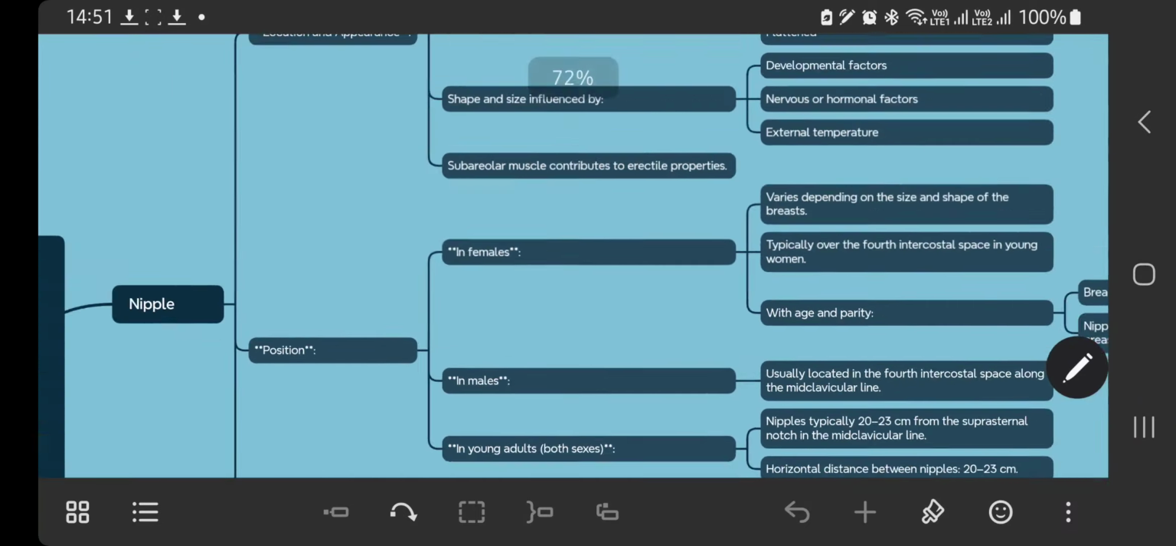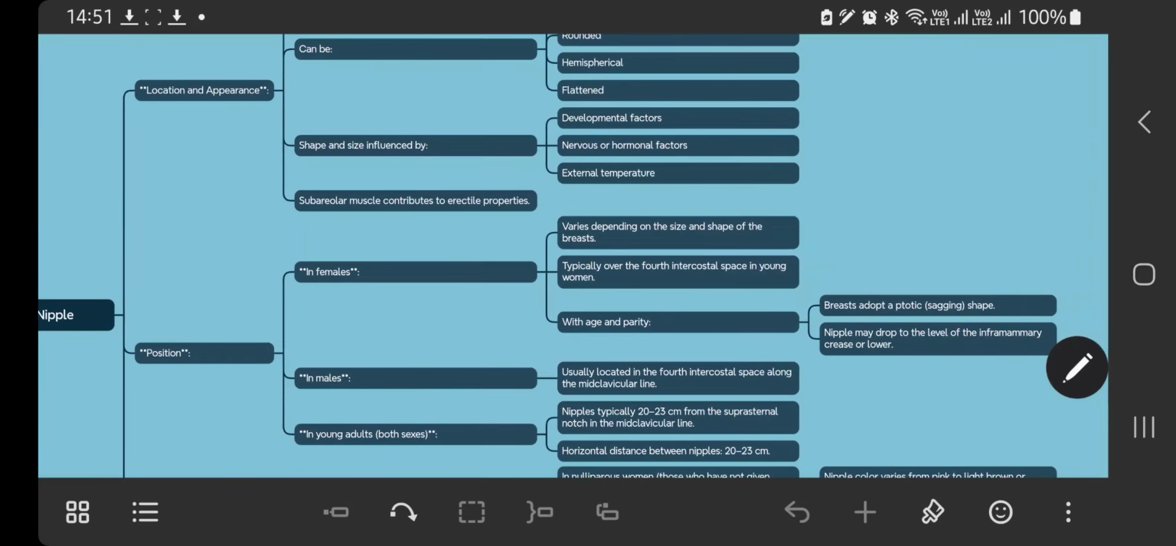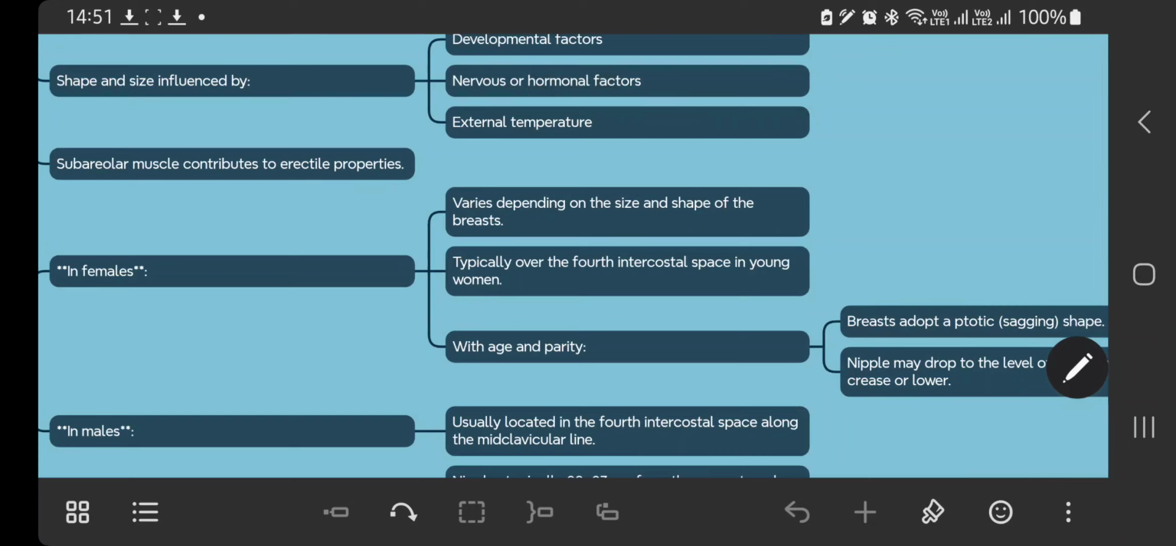And regarding the position of the nipples. In females, it varies depending on the size and the shape of the breast. Typically, it's over the fourth intercostal space in younger women.